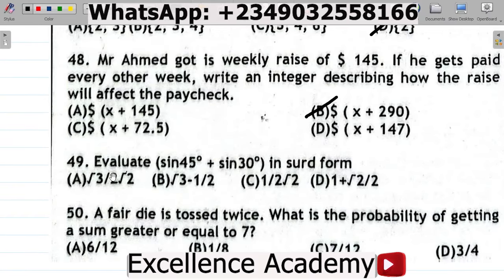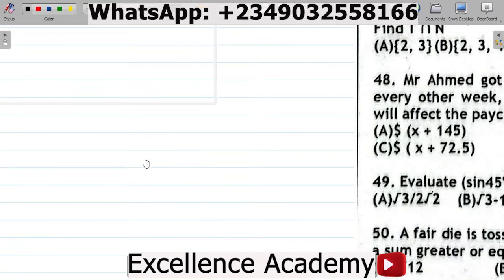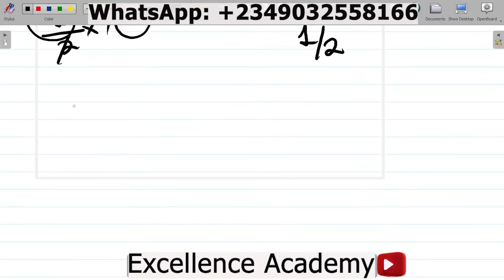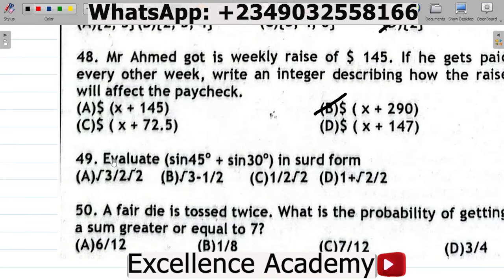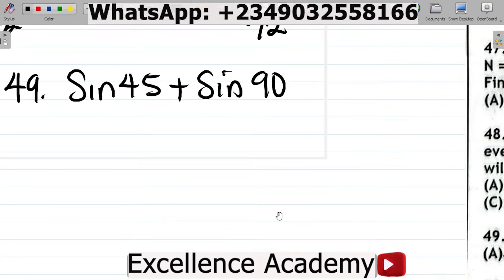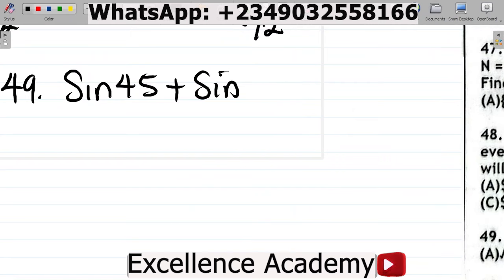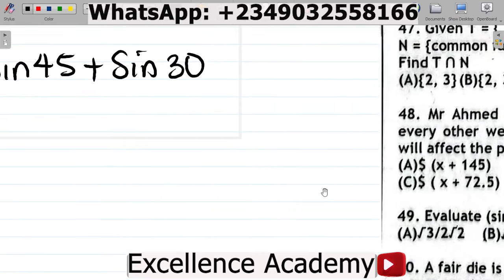49 says evaluate sine 45 plus sine 30. Okay, so 49, sine 45 plus sine 30. Just to confirm this, sine 30. All right, we are asked to evaluate this in surd form.